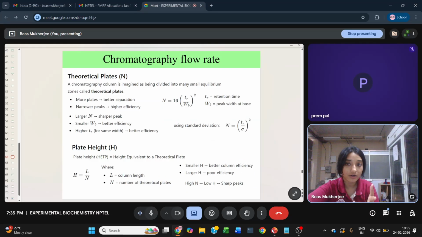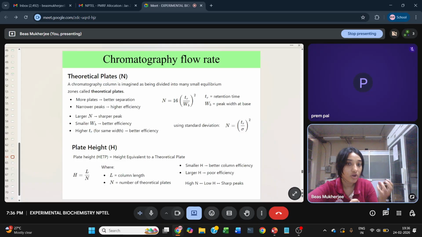So here all the equations are given for your better understanding. Okay. So what are theoretical plates? A chromatographic column is imagined to be divided into many small equilibrium zones called theoretical plates. More plates means better separation, narrow peak means higher efficiency, and it is given as H, the height of the plate. It is given as L, the length of the column, divided by the number of theoretical plates.